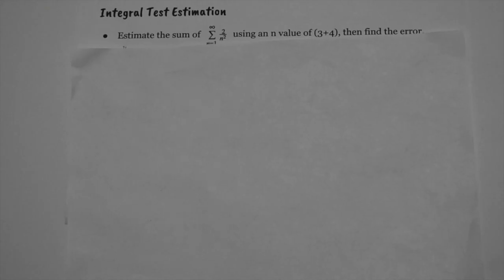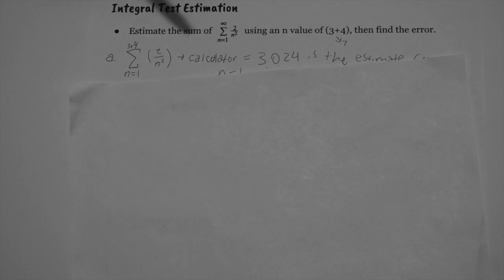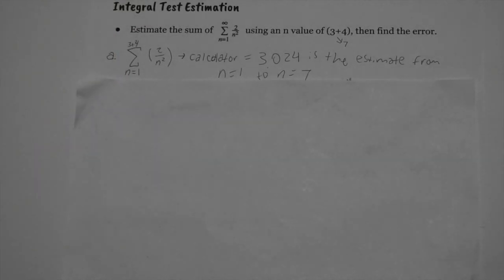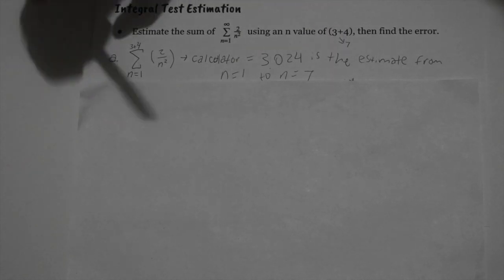Alright, now we're going to do our last problem here. Estimate the sum of this guy using an n value of 3 plus 4. Then find the error. So the first thing we want to do: what is 3 plus 4? That's 7. So it's just asking us really for the first part to plug in 1 to 7 on our calculator. And we get this number. The estimate from 1 to 7 is 3.024.